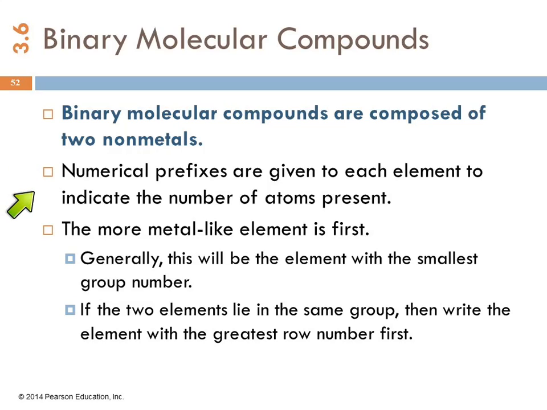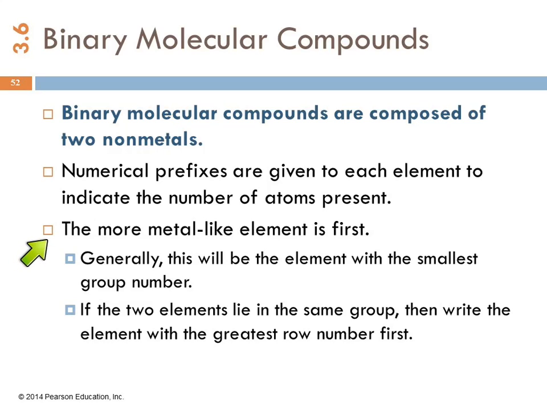When we name these, we use numerical prefixes to indicate the number of atoms of each element present. There are no charges involved, and so we have to tell each other using prefixes how many of each. This is the group of compounds that students like the best because I think it really is the easiest.